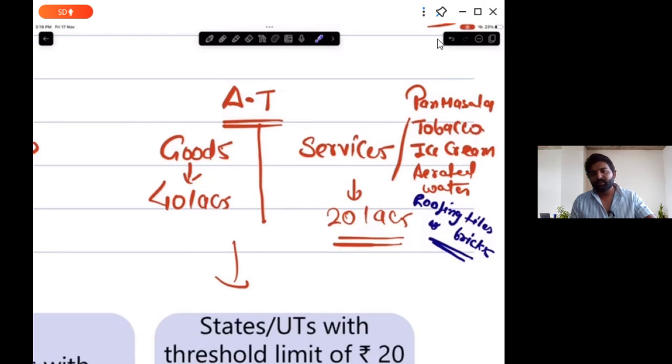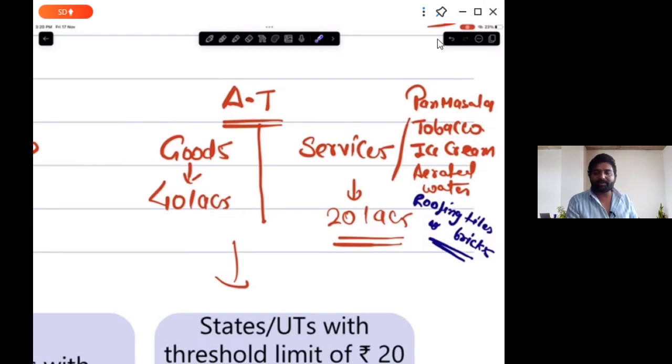Great. Now just tell me the answer. I am asking a few examples, and you just need to answer what the turnover limit should be in each case. The first case: there is a trader of Madhya Pradesh, MP, and he is dealing in clothes. Tell me what limit will be applicable, whether it will be 40 or 20 lakh rupees.